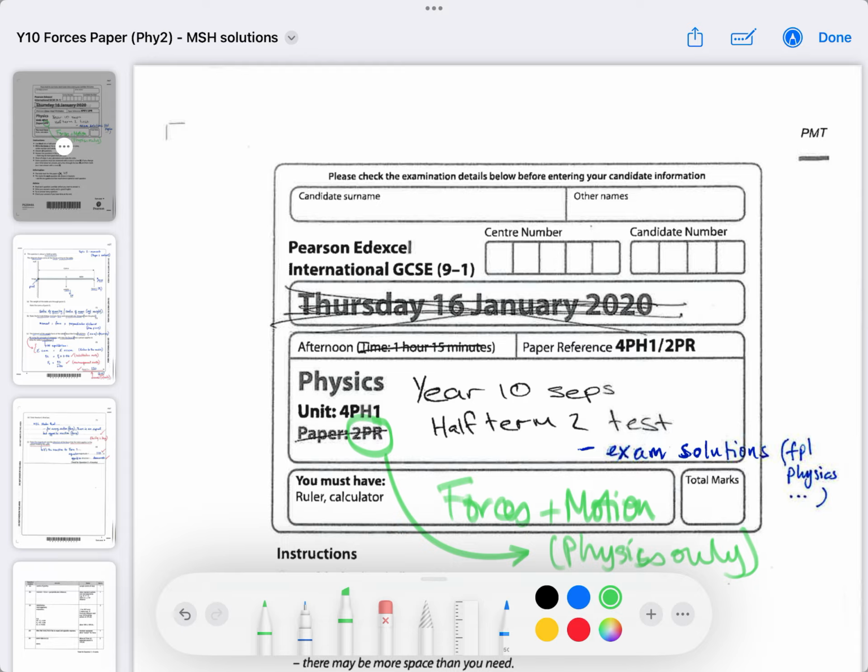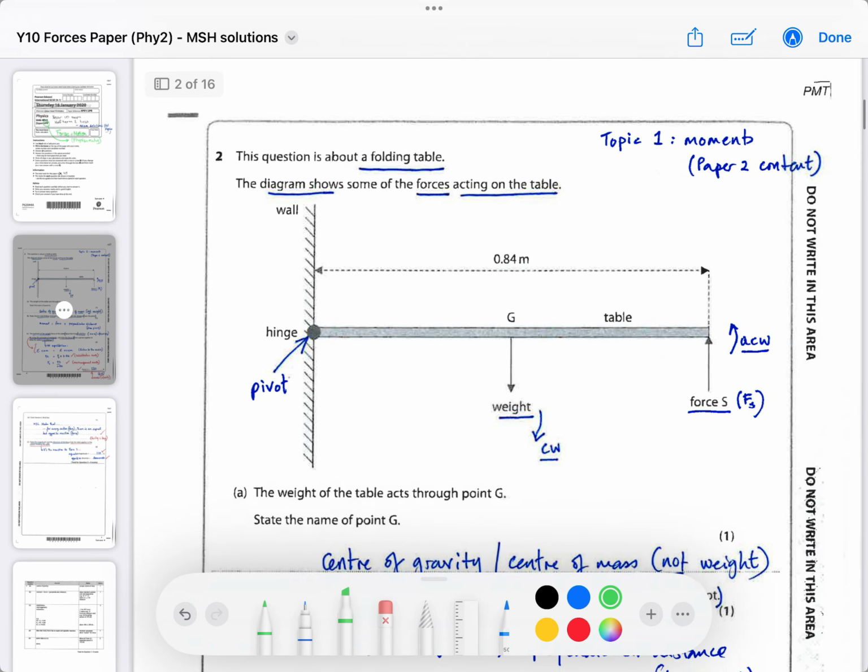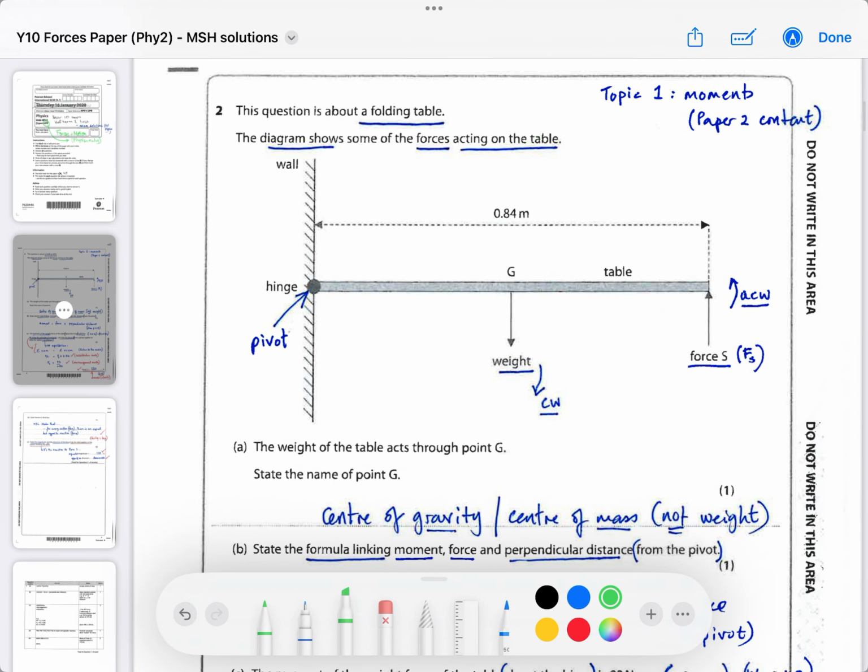Okay, so we've done it as an end of term test for our students to see how well they're doing on their way towards electricity, the next topic. Okay, so the first question is a study of moments, which only comes in the paper 2 exam. So the question is about a folding table.